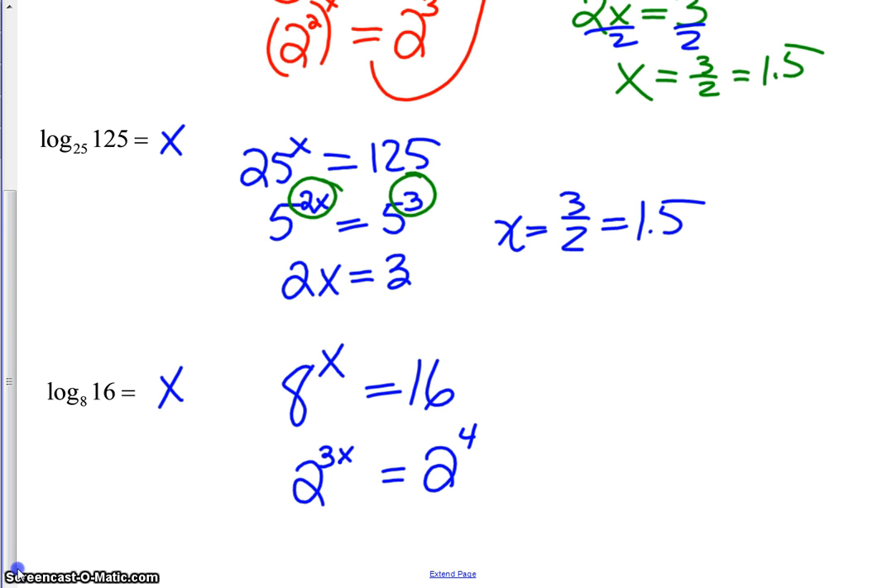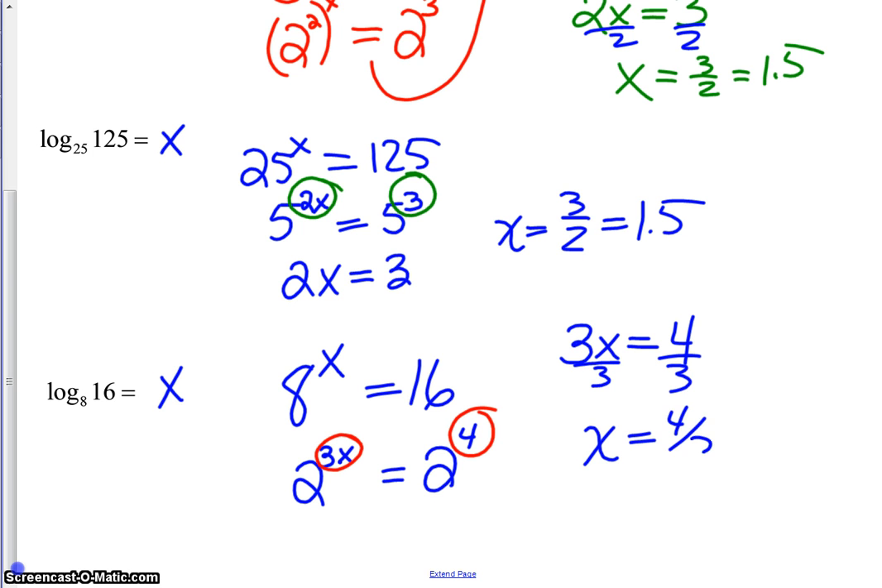Again, once you have matching bases, in other words, the bases are identical, you can say the exponents therefore must be the same. 3x must equal 4. If 3x equals 4, then our x equals 4/3. And go ahead and just leave these in fractions. I think that's our best way.